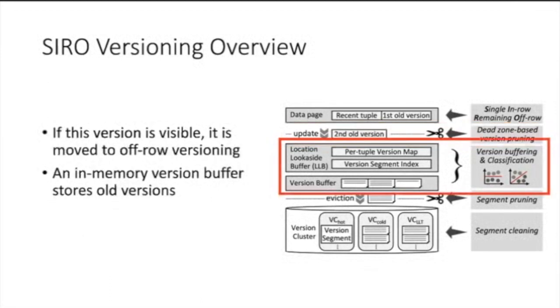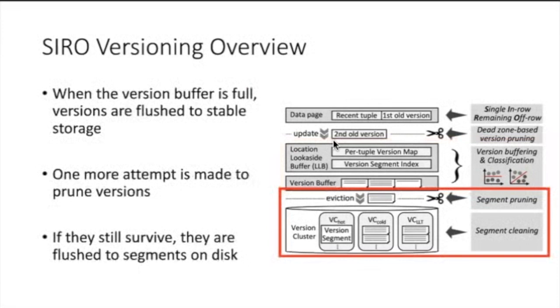But if they survive or they're still visible, now we move them to off-row versioning. So first of all, the pairs are moved to a version buffer in memory. And these version buffers are indexed also in memory by this thing called location look-aside buffer. And depending on how long the version is updated or if it's part of a transaction, they're classified in different ways. But we can't just use a ton of memory, so we have some limit on the size of these version buffers in memory for the old versions.